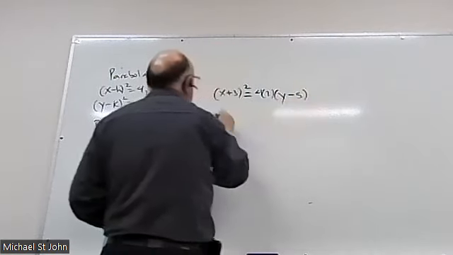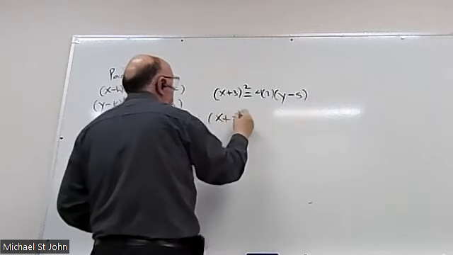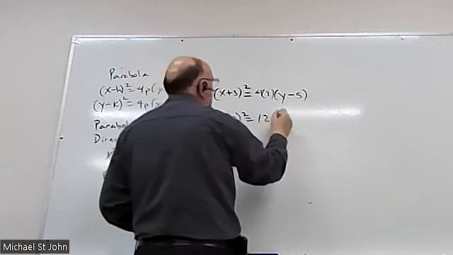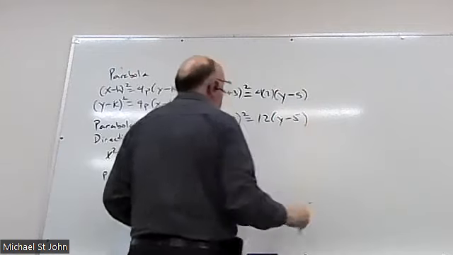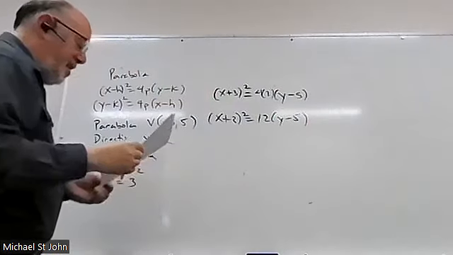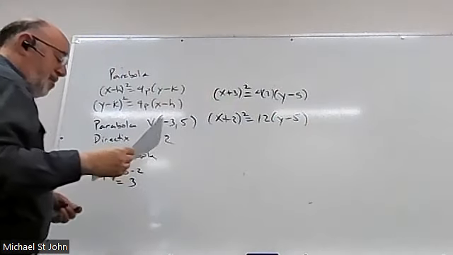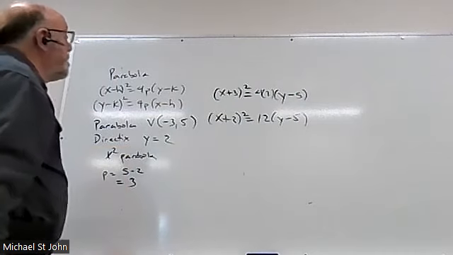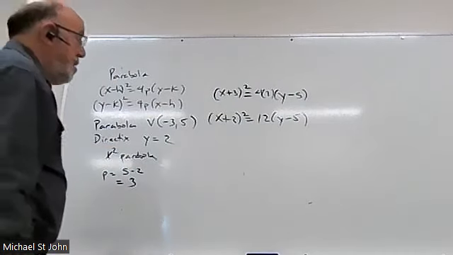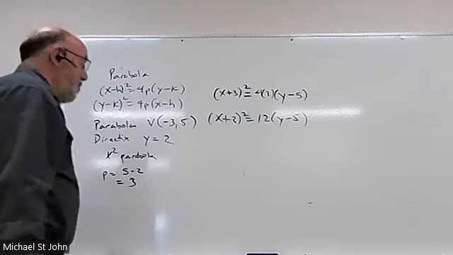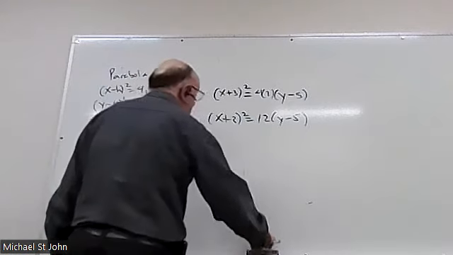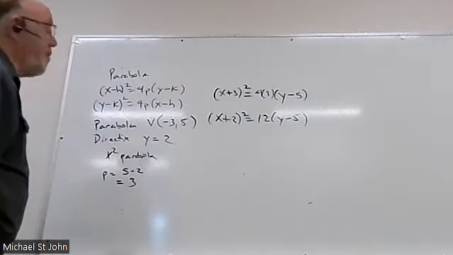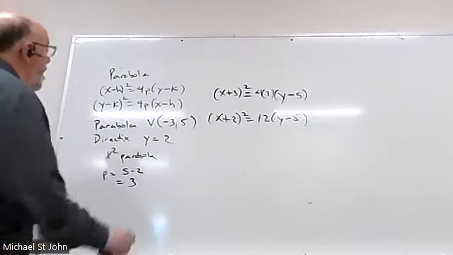minus 5. So x plus 3 squared equals 12 times y minus 5. And we get our parabola. So let's see, we did an ellipse, we did a parabola. So let's do another example, this time one of a hyperbola.